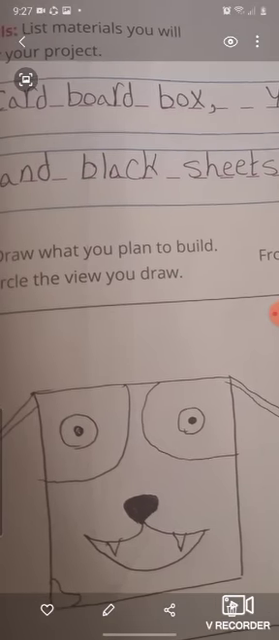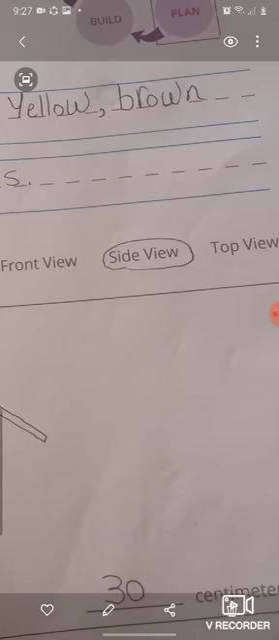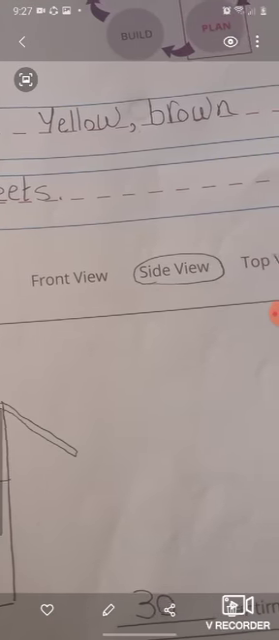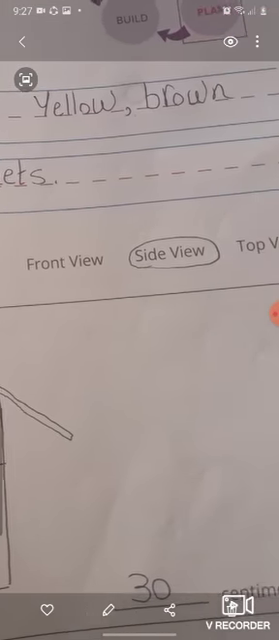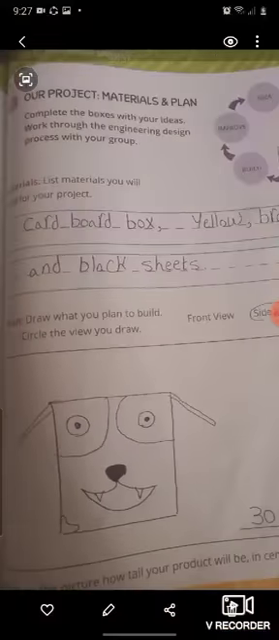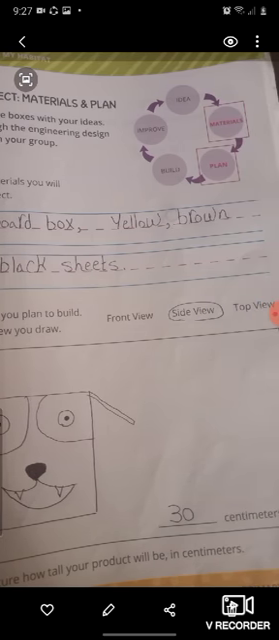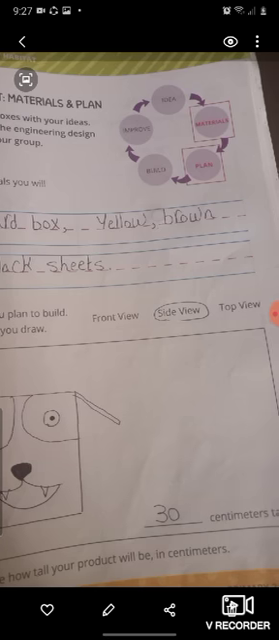So first we must choose in which view we will draw our project, in front view or in side view or in top view. We will draw it in side view. So make a circle around side view and we will draw the box here. This is the side view for the box. And then we want to know how tall is our project, how tall is our box. We will write it here as an example, 30 centimeters. Okay, thank you.